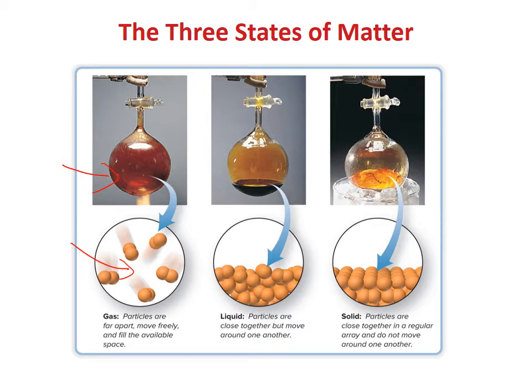A liquid adopts the container shape to the extent of its volume because its particles stay close together but are free to move around each other. A solid has a fixed shape regardless of container shape because its particles are close together and held rigidly in place.